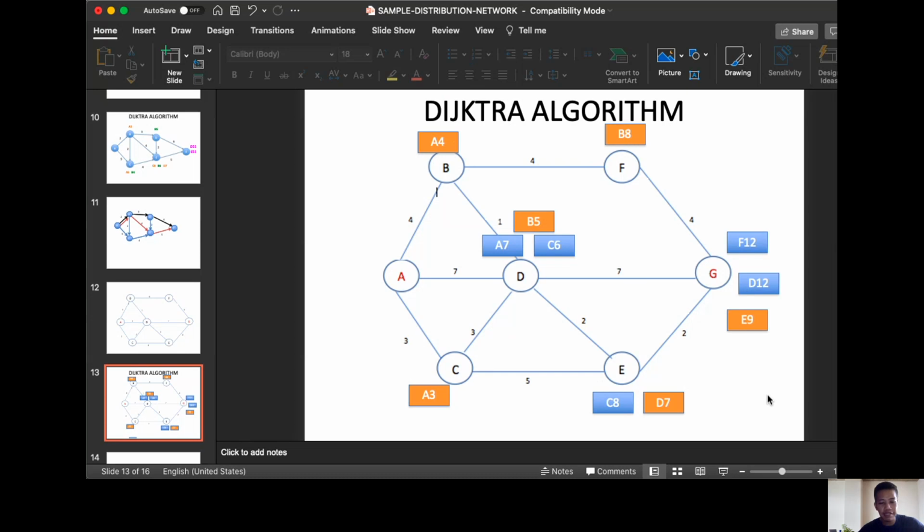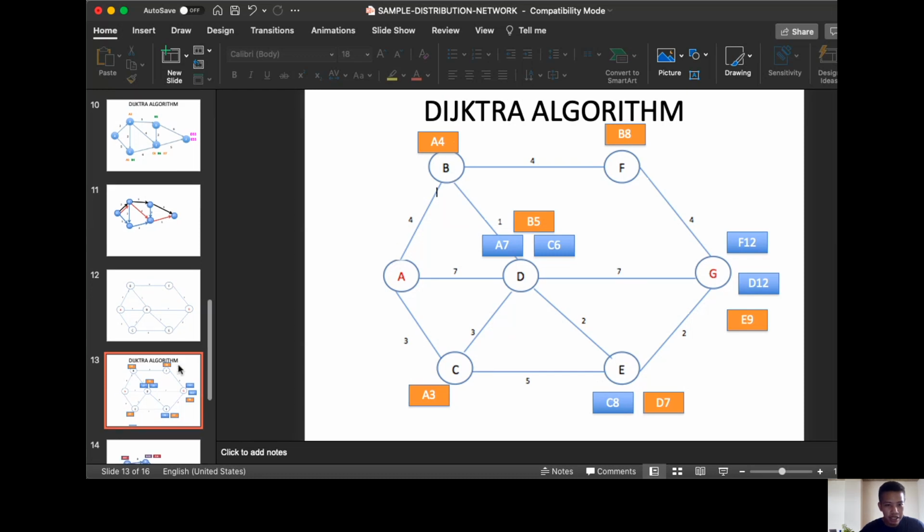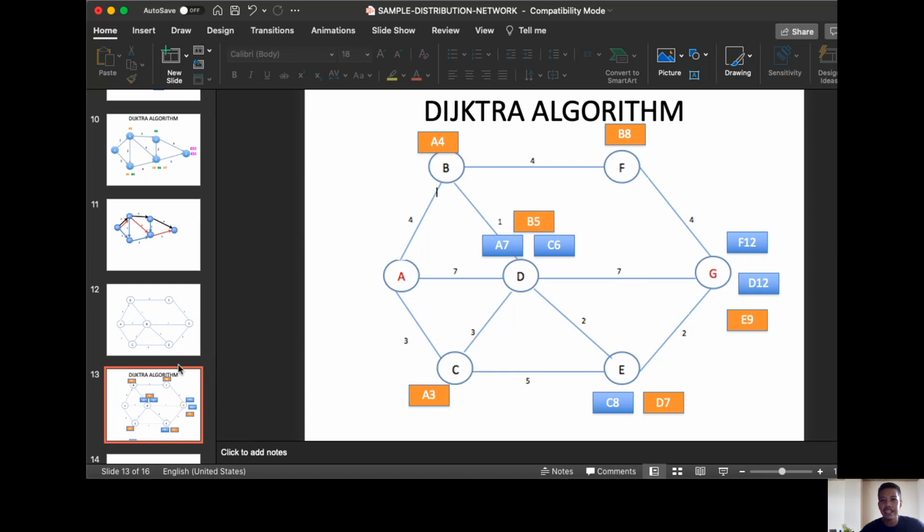So looking at this final figure, we can now select. Look at the boxes here. Which has the lowest value? So it's E. So the route will be G, E, which came from D, and then B, and then A. So that's Dijkstra algorithm.